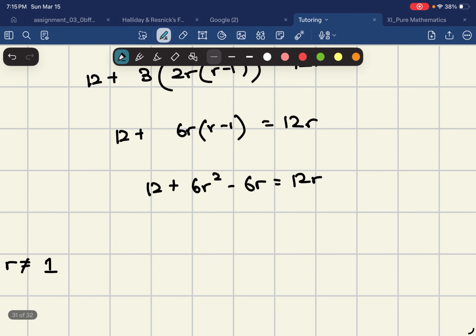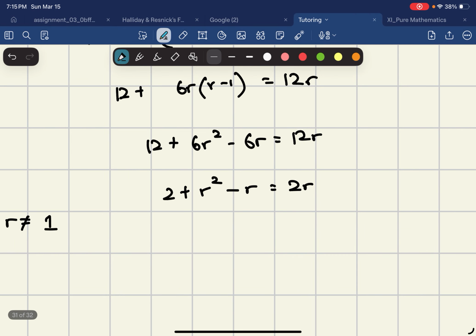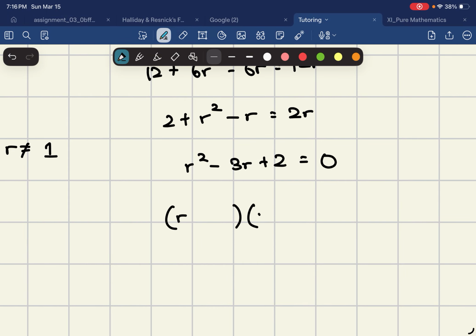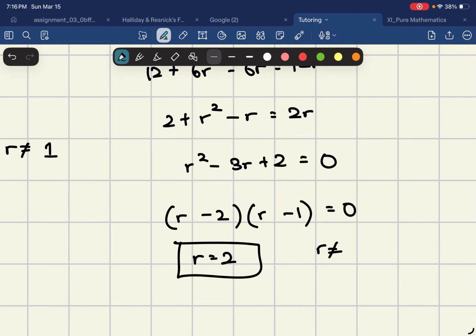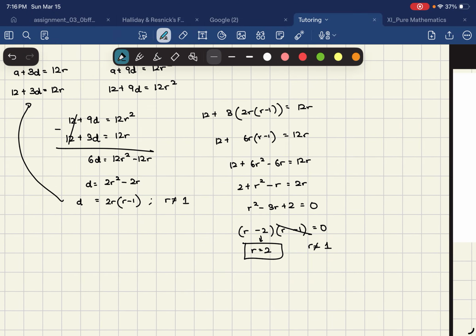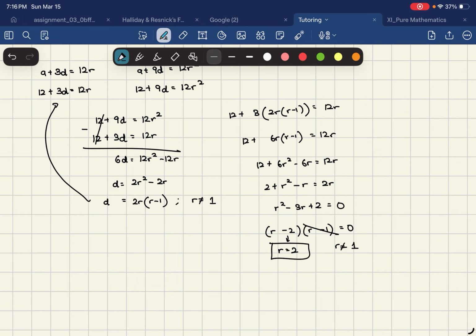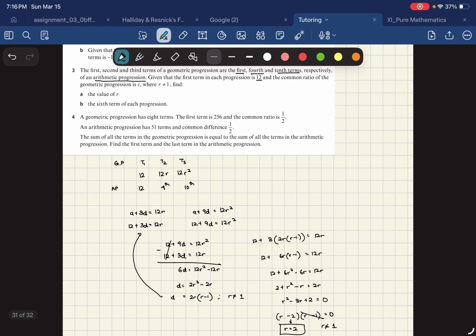And if I divide by 6 on both sides, I get 2 plus r squared minus r is equal to 2r. And now, if I bring everything to one side, I get r squared minus 3r plus 2 is equal to 0. And I can solve this quadratic equation. If I factor it, I get r minus 2, r minus 1, right? So r is just 2, because we already know r does not equal 1. So this is not possible. You use this to get r equal to 2. And again, you can try factoring on your own. I know I did it a bit quickly, but yeah, the value of r is just 2.